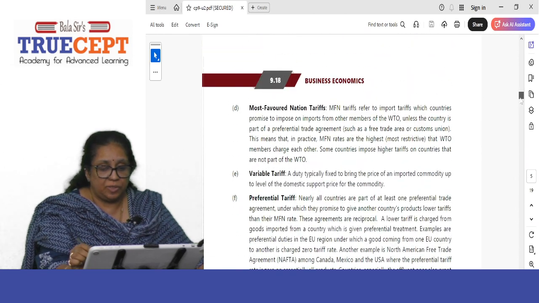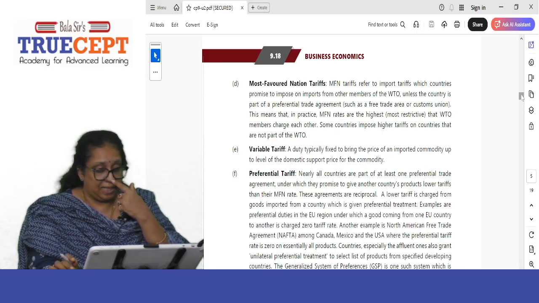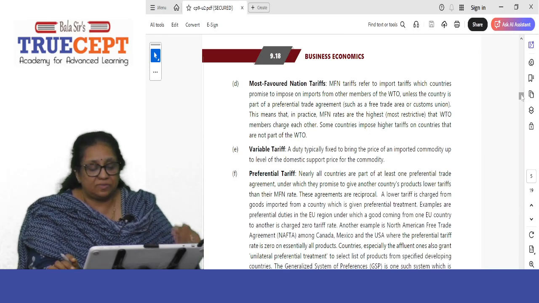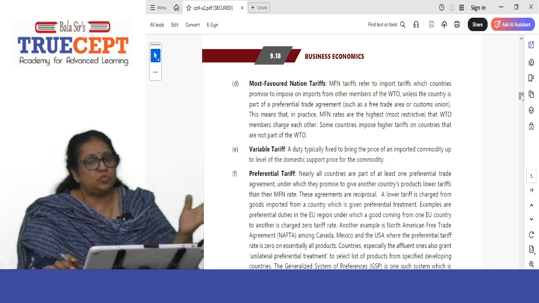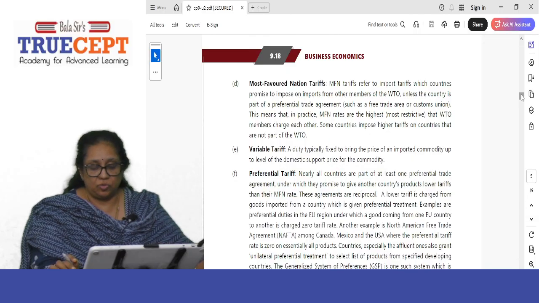Preferential tariff is when nearly all countries are part of at least one preferential trade agreement. So they will promise to give another country's products lower tariffs than the most favored nation tariff. So it will be lower than that. These agreements are usually reciprocal. I scratch your back, you scratch mine. So there also one question is possible.